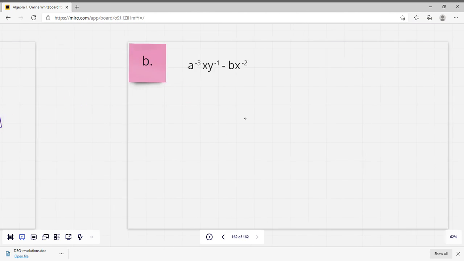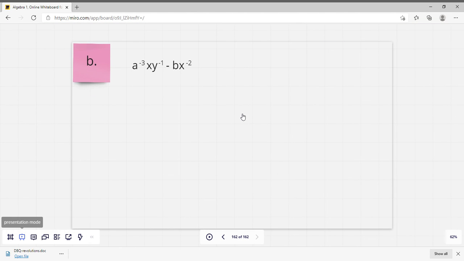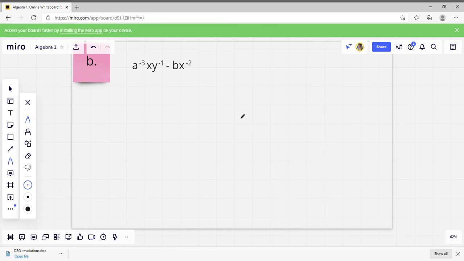Okay. And the next one. Alright, so the a is going to have to move down to the bottom. The y is going to have to move to the bottom. And the x. So I'm going to have x left on the top. And then I'm going to have a to the third y. My b is left on the top. And I have x squared.